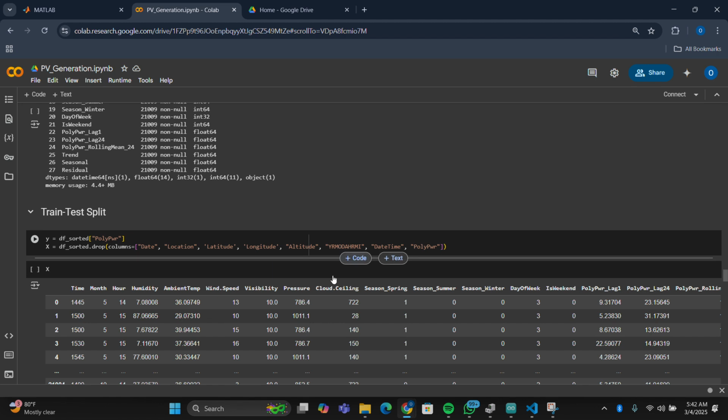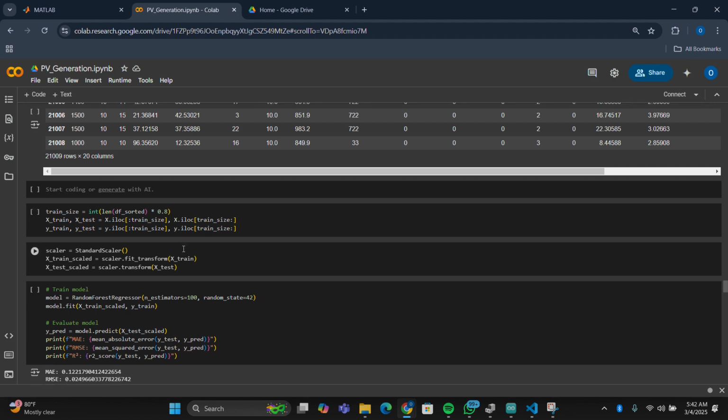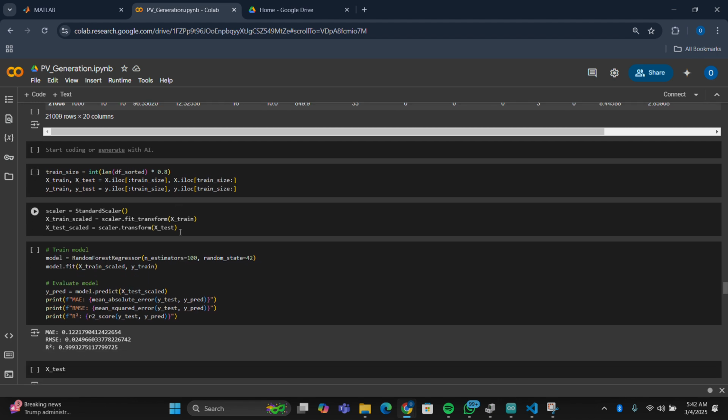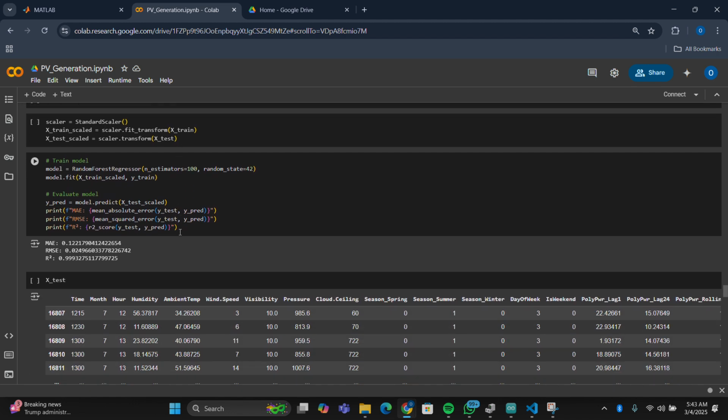So PV power is our output, so I removed it from my input features and made it the output. Then I split the data set with a test of 20% and a train of 80%. Then I scaled it to put the features on the same scale, so that one does not deceive the model into thinking, oh, this is the most important feature. Then we trained our model using different models.